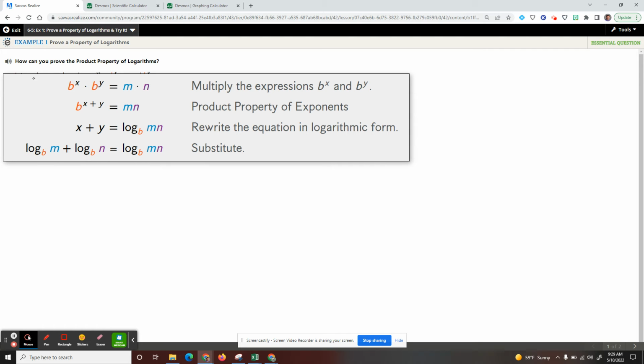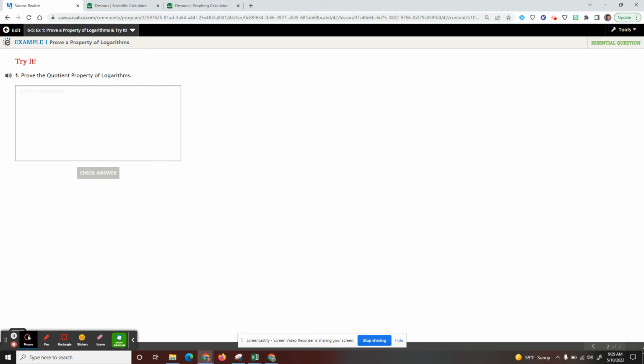All right. The you try it example is to go through the same process, just with the quotient property. So give it a try. Try to write it out the same way that the multiplication property was displayed. So pause it, give it a try, and then come back and check your answer.